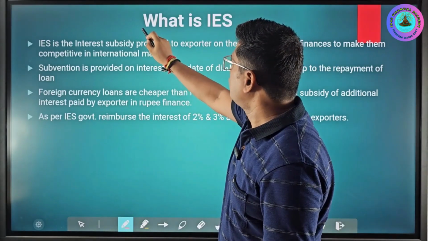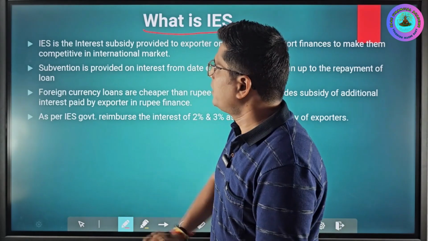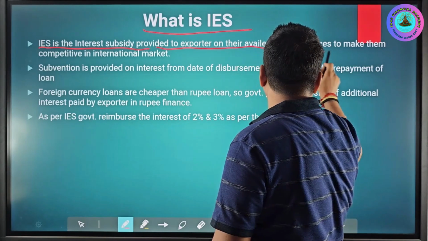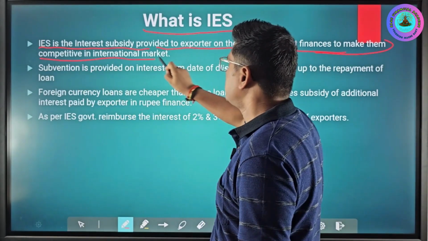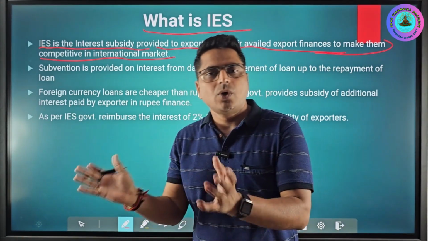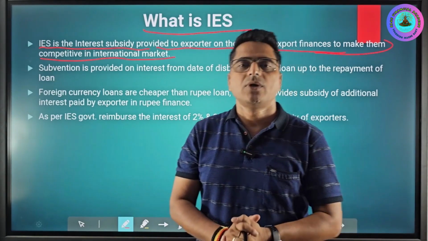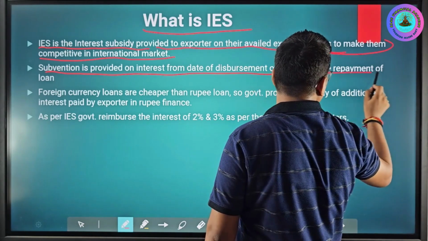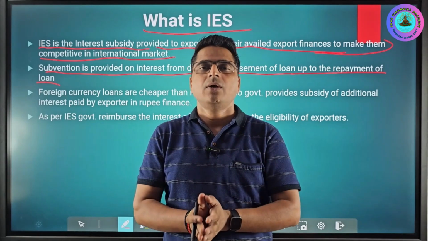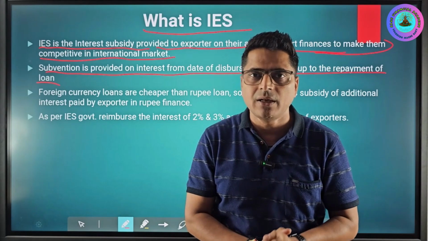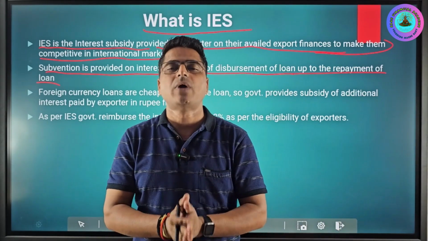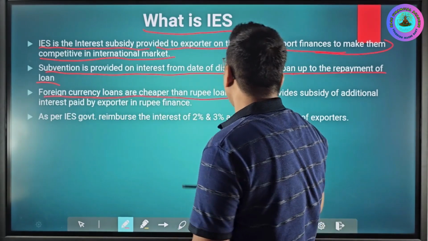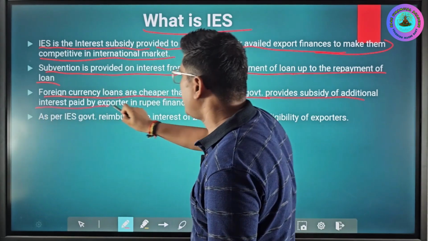So now we will read about what is IES. Interest equalization scheme is an interest subsidy. We discussed that it is an interest subsidy provided to exporters on their availed export finance to make them competitive in the international market. Whatever additional interest they are paying, the government will reimburse that additional interest to the exporter who is taking finance in Indian rupees. Subvention is provided on interest from the date of disbursement of the loan up to the repayment of the loan. It means for whatever period you have taken the export finance loan, whatever additional interest you have paid for that period, the government will reimburse. Foreign currency loans are cheaper than Indian rupee loans, so the government provides a subsidy of the additional interest paid by the exporter in rupee finance.